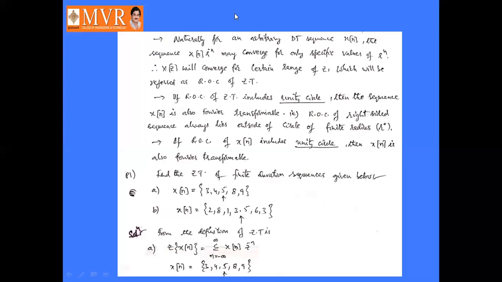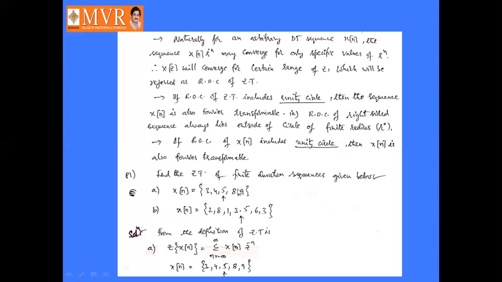It is a set of 3, 4, 5, 8, 9, and the second sequence is given as a set of 2, 8, 1, 3.5, 6, 3. Okay, here an arrow mark is given. It means that 5 is nothing but X of 0 value, 4 is nothing but X of minus 1 value, and 3 is nothing but X of minus 2 value.